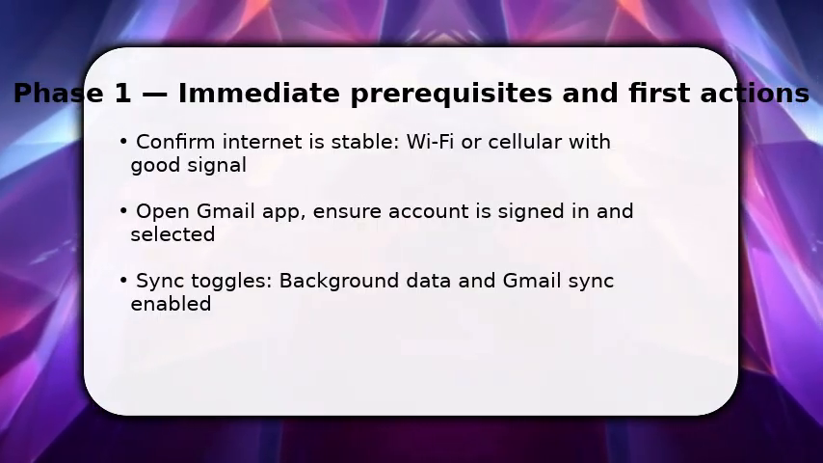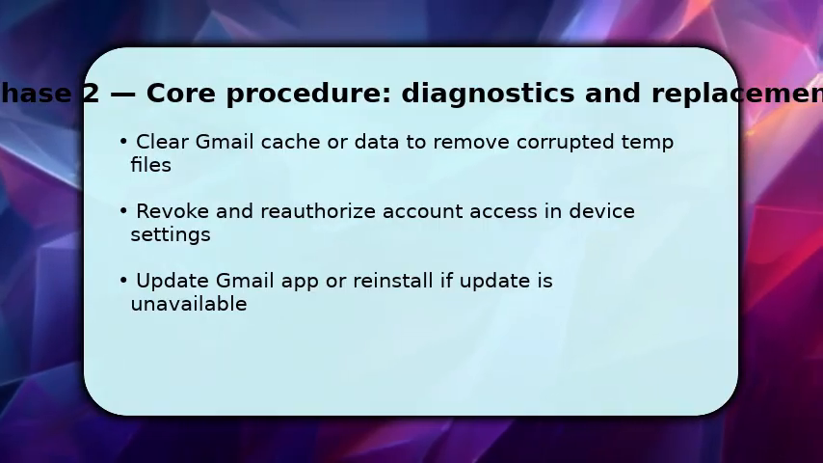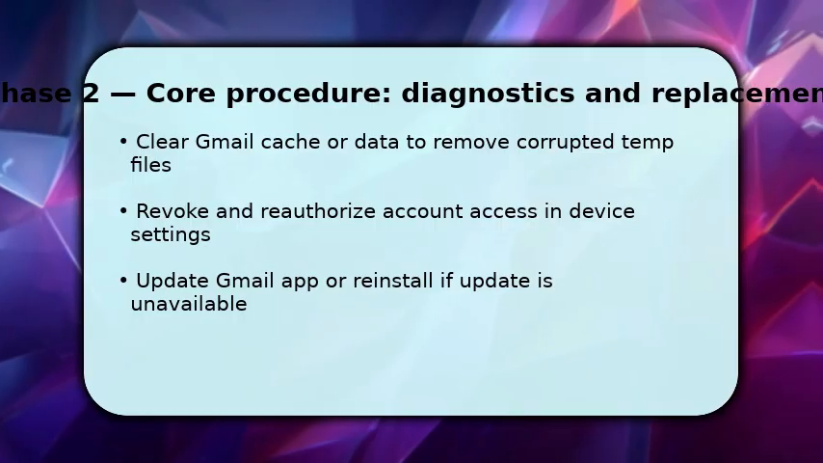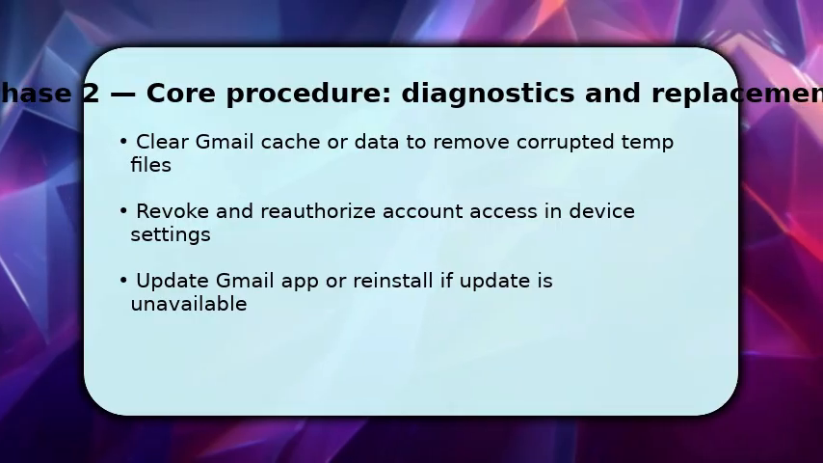You should clear the Gmail cache first because cached data can become corrupted and block sync. If needed, clear app data but know it will re-download mail. Next, remove the Google account from device settings and add it back. This resets tokens and permissions.